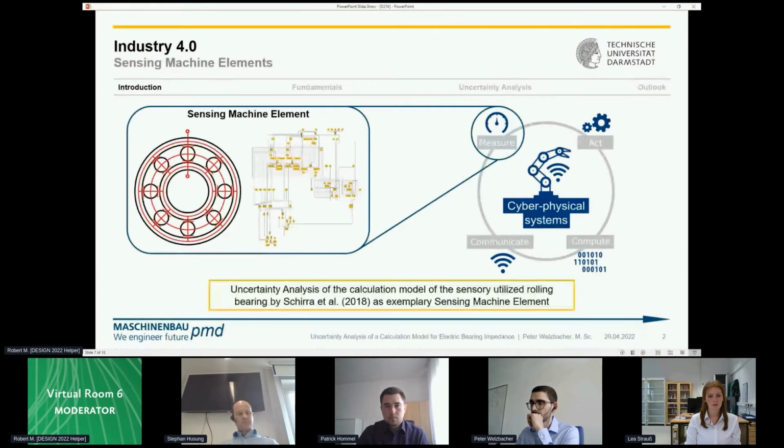Consequently, the aim of our contribution was to investigate if and how an existing framework can effectively be applied to the calculation model of a sensing machine element. Therefore, we considered the sensory utilized rolling bearing as an example.